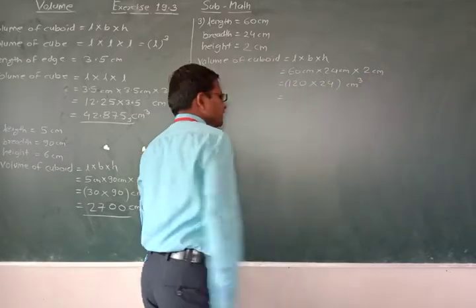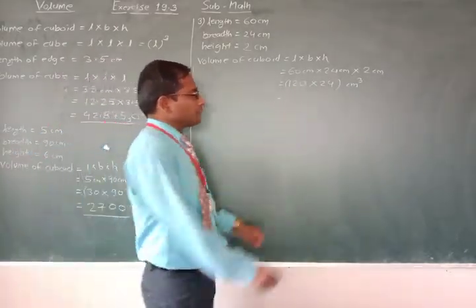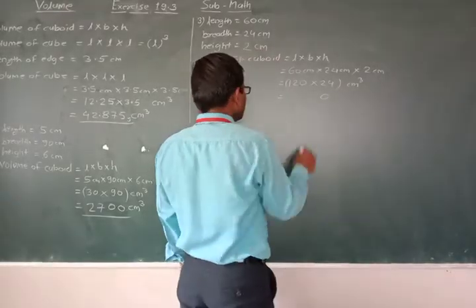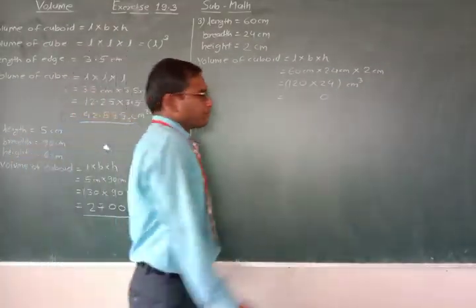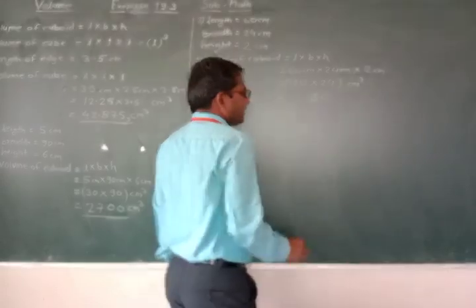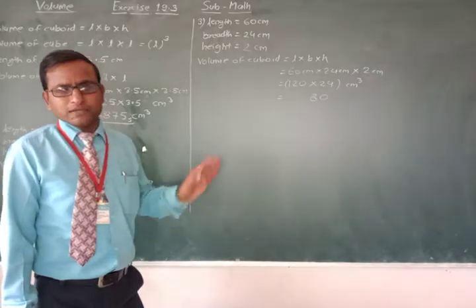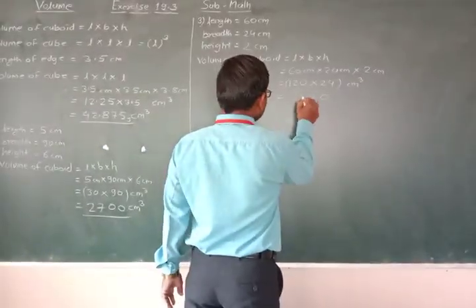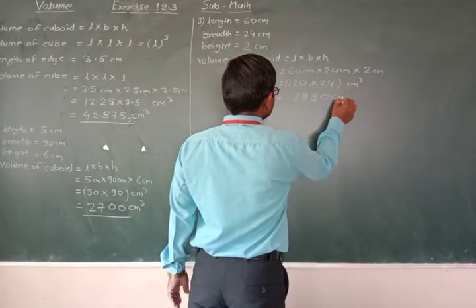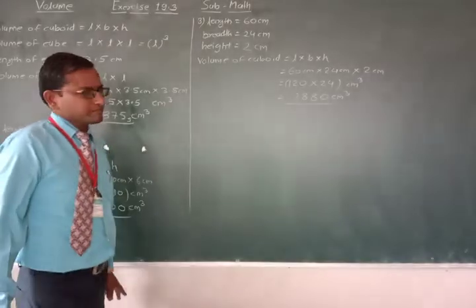Then 24 multiplied by 120. Here 1 0. So write here first 0. 24 2s are 48. Write here 8. Carry 4. 24 1s are 24. 24 plus 4, 28. 2880 centimeter cube. This is the volume of cuboid.